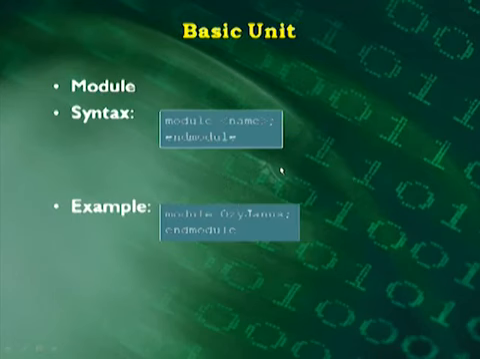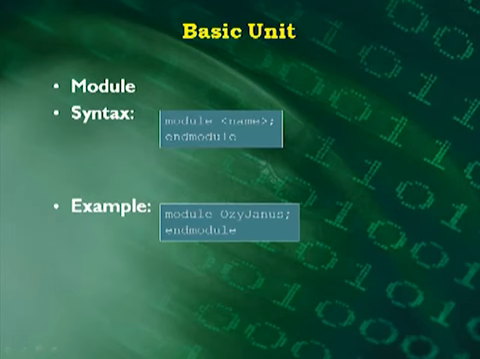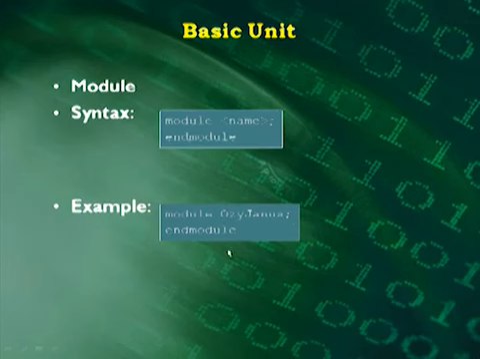Let's look at the basic unit of Verilog, and it's called a module. Okay, and here's the syntax for it. We have module and end module, and for module we'll have a name with a semicolon after it. Okay, so this is a placeholder, and here's an actual example: module Aussie Janus, semicolon, and an end module, and this will typically be within a file.